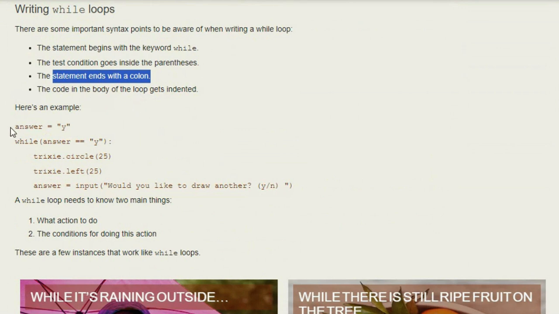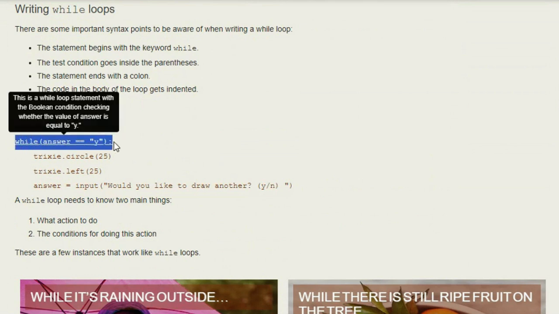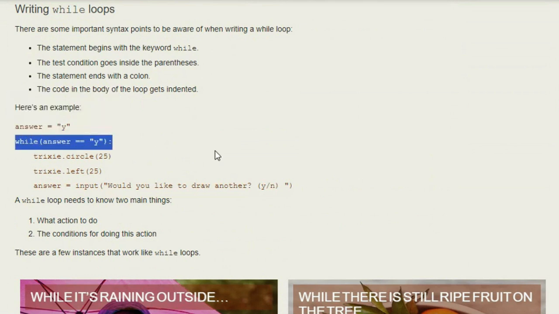So here's an example. Answer equals y. We have this variable we created called answer, and we're going to give it a value of y. And while, here's our loop, while the answer is equal to y, remember you have to put 2 equals to test something. Remember, Boolean, we have to put 2 equals for testing. If we just put 1, that's like the first statement. We're setting it equal to that. So this is checking while answer is equal to y.